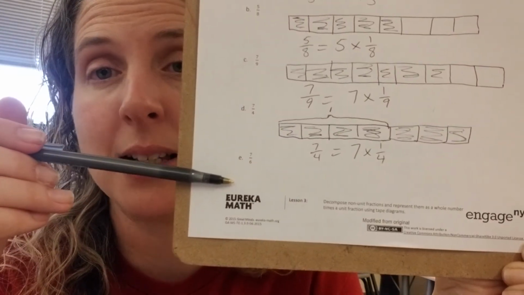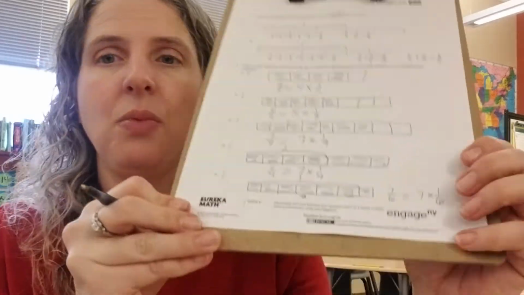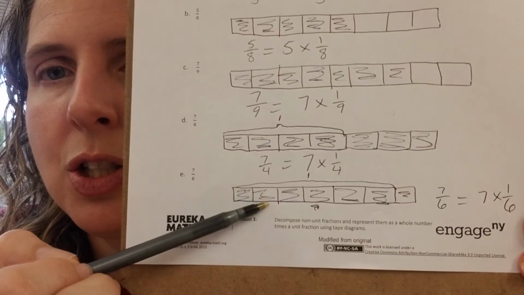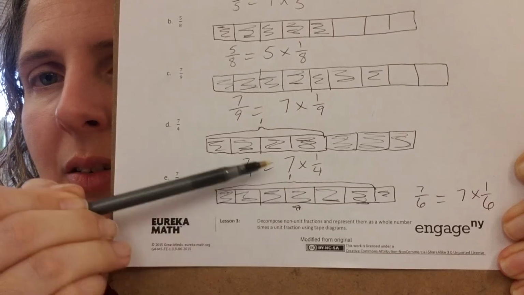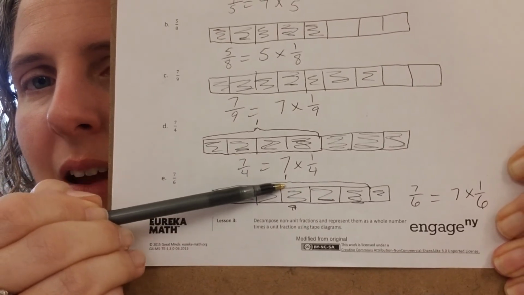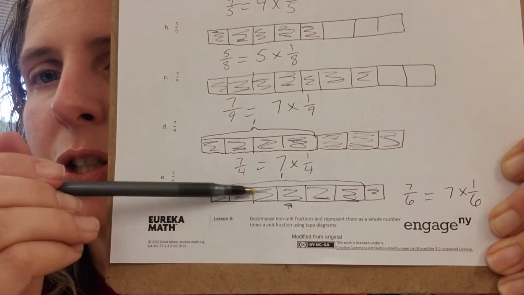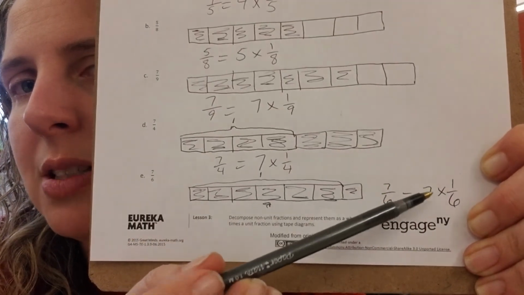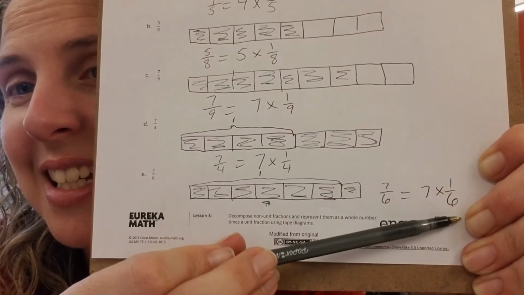Pause it, and do letter E and then check it quickly. All right, let's see how you did. You should have them broken into 6. 1, 2, 3, 4, 5, 6. Those 6 equals 1. Mine's getting kind of out of room there. All right, and then we added another 1/6. So how many 1/6 do I have? 1, 2, 3, 4, 5, 6, 7. So 7/6 equals 7 times, each one of these is 1/6.